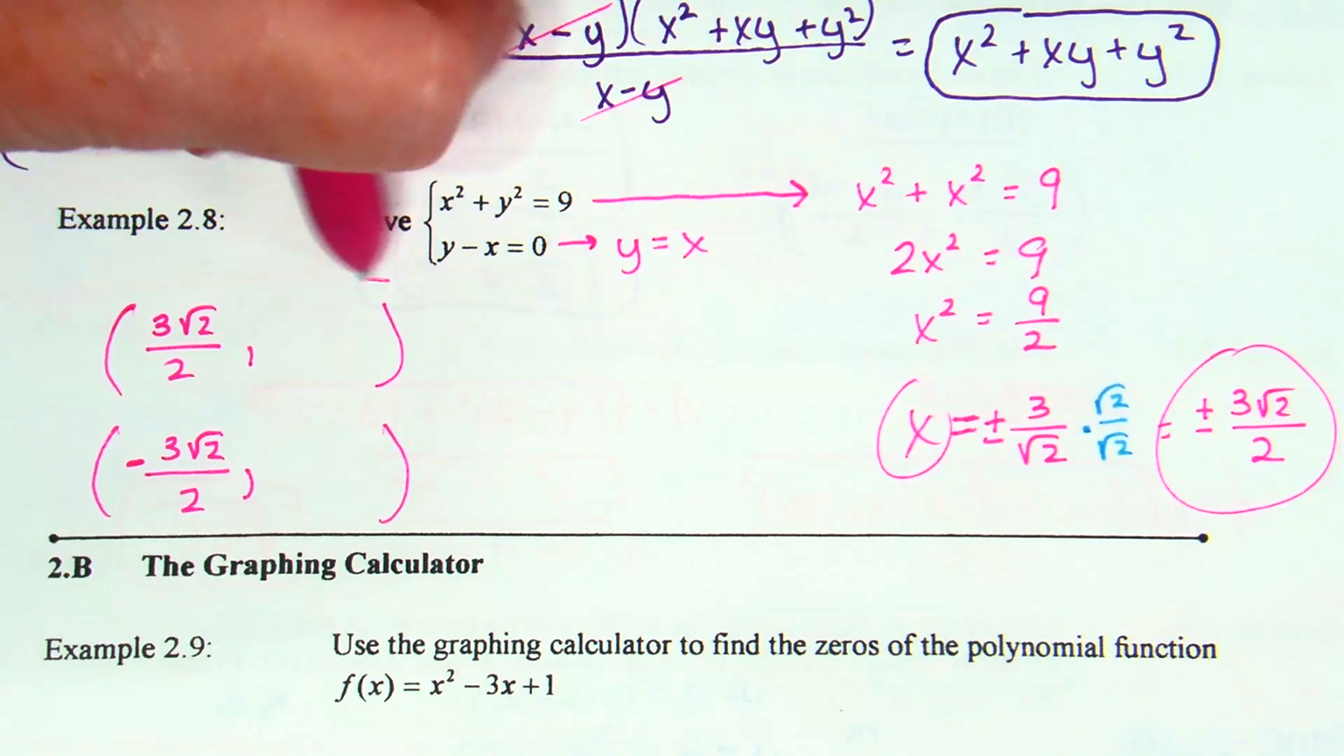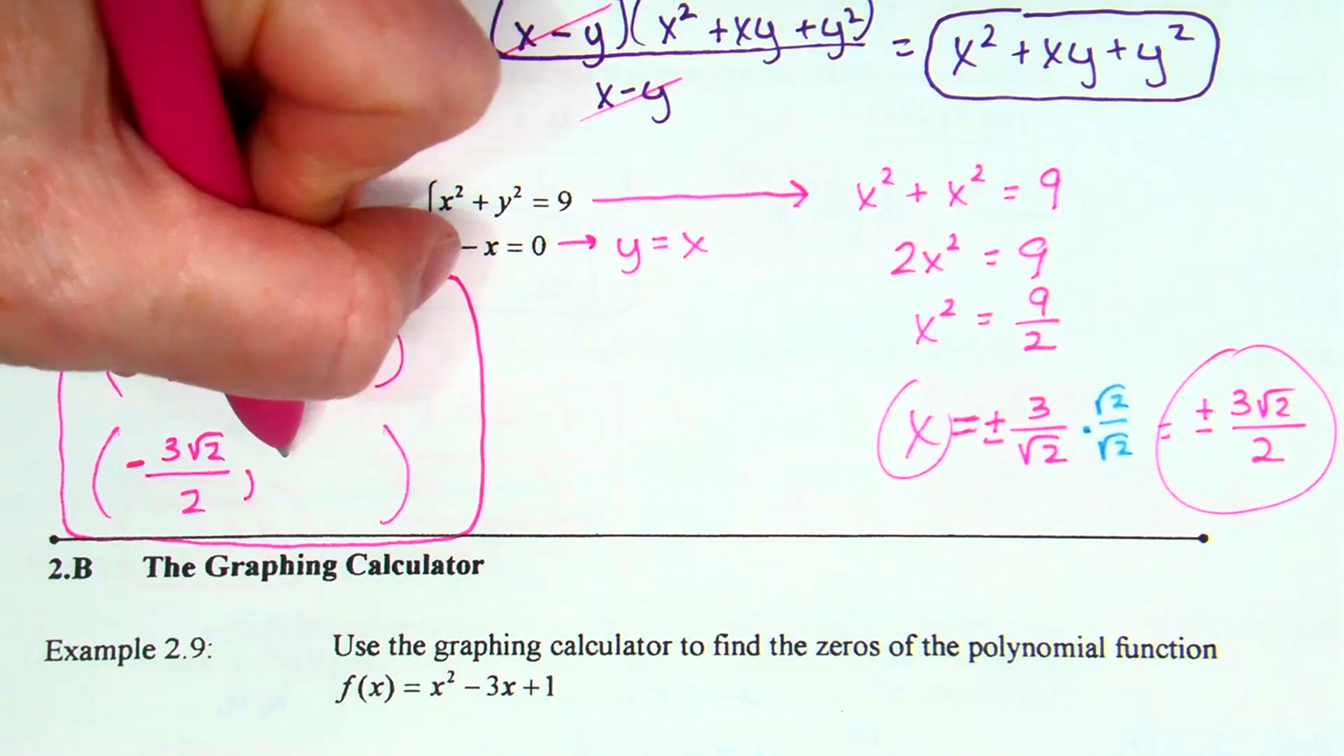What do you know about those y values? How do we find them? Plug it back in. But the easiest place to plug it back in, y equals x. Oh wow, that just made life really easy. So, when x is 3 square root of 2 over 2, y is 3 square root of 2 over 2. When x is negative, y is negative.